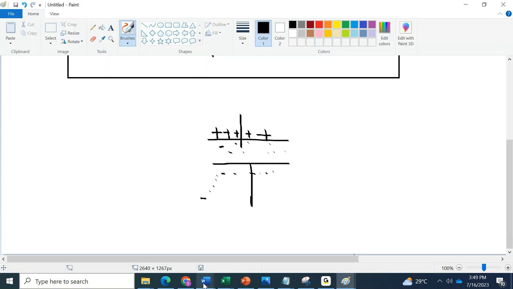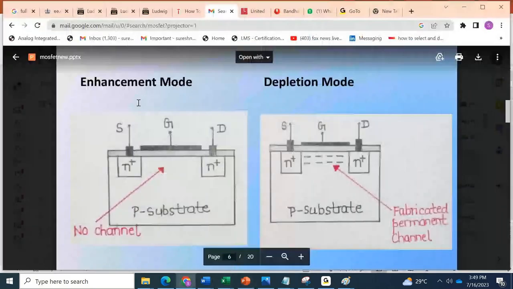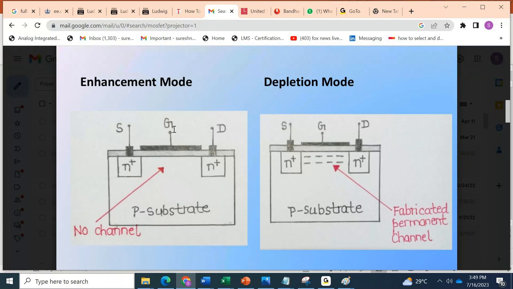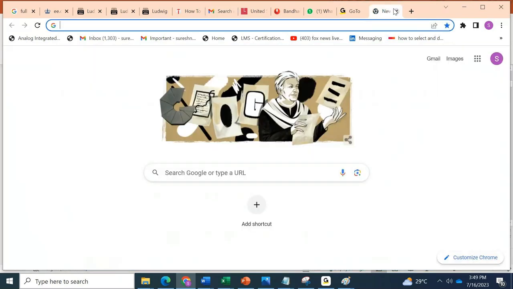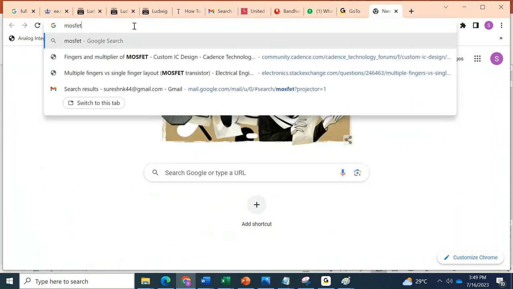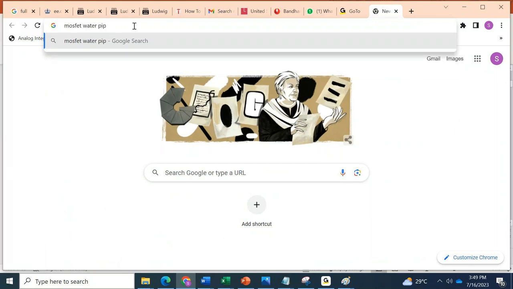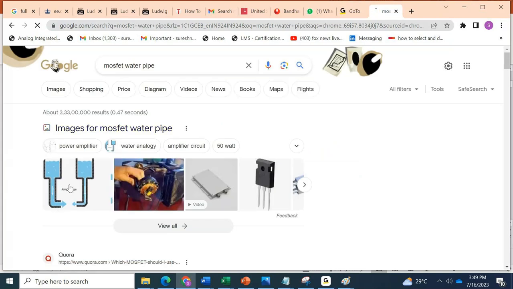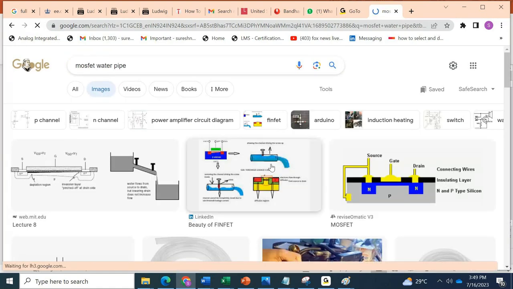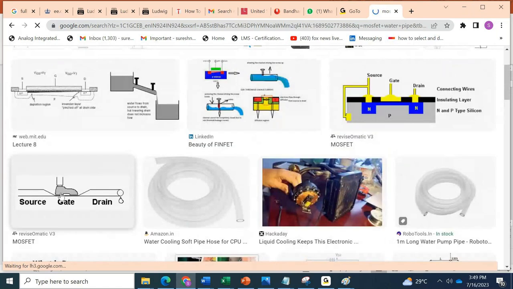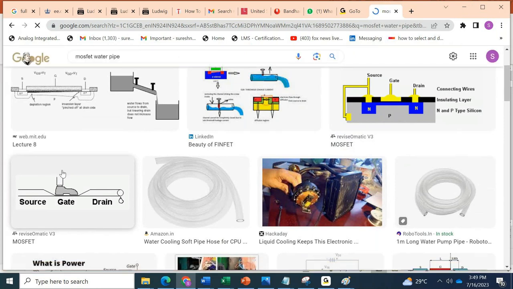So the gate is like a control. If you don't understand anything, you can relate a MOSFET to a water pipe with a tap. If you rotate the tap, it acts as a gate. The source and drain are like the water flow. Water will flow continuously if you open that gate, so the gate is controlling your water level. Water is like your charges: electrons for n type, holes for p type. So holes will flow continuously until the gate is closed.